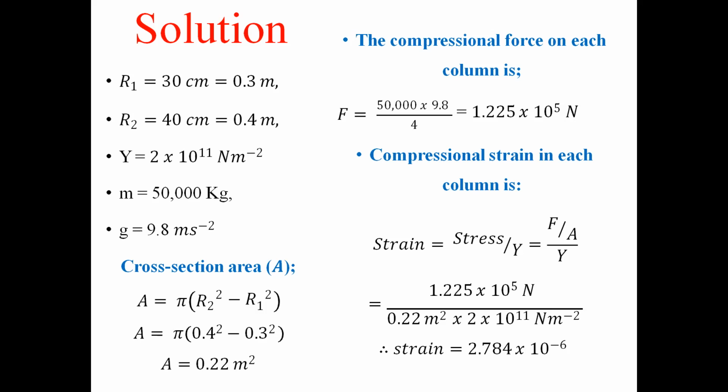The load converts into newtons by multiplying by 9.8. 1 kg equal to 9.8 newtons. To convert the units kg to newtons, 50,000 kg converts to newtons, that means into 9.8, 1 kg equal to 9.8 newtons, divided by 4.